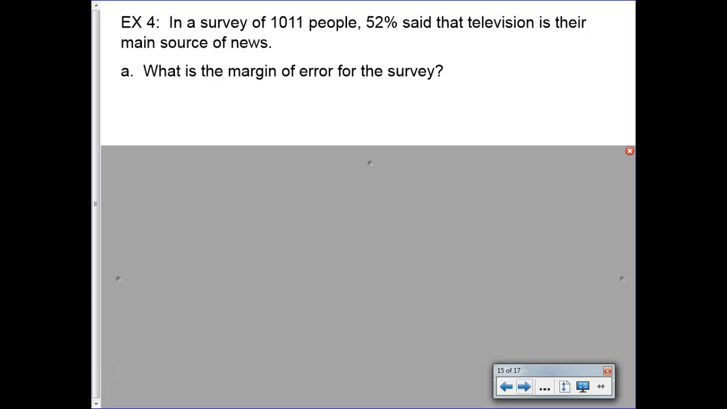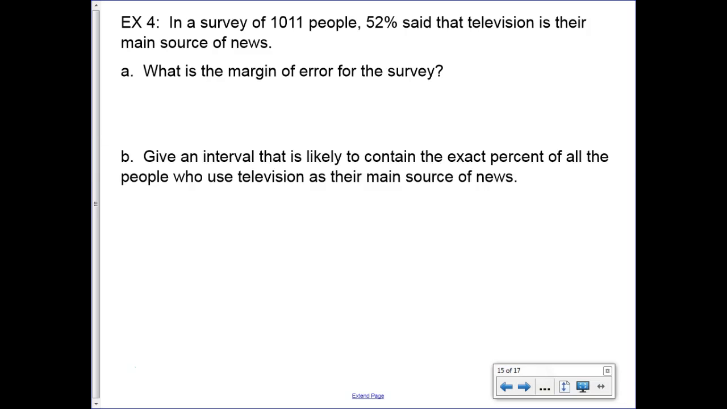Here's another for you to try. In a survey of 1,011 people, 52% said that television is their main source of news. What is the margin of error for this survey? Again, pause this if you want to try it on your own, and then we will come back and do it together when you are ready.